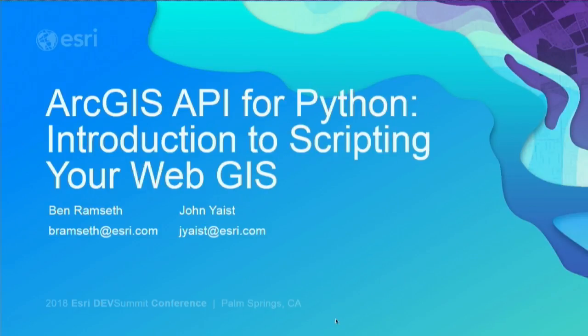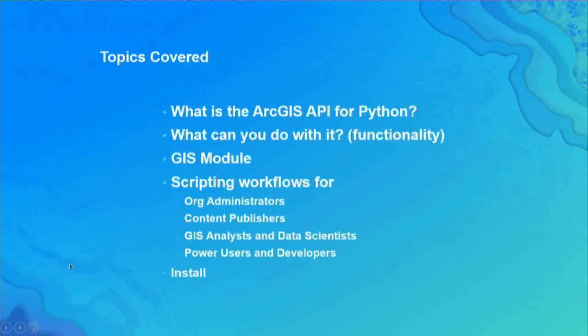We're going to keep it at an intro level, so don't worry if you're new to Python or new to Web GIS or new to GIS in general. This is meant to be for everyone, so just giving you a rundown of how things are put together in the ArcGIS API for Python, and using it to script your Web GIS. So that being said, we'll continue forward here.